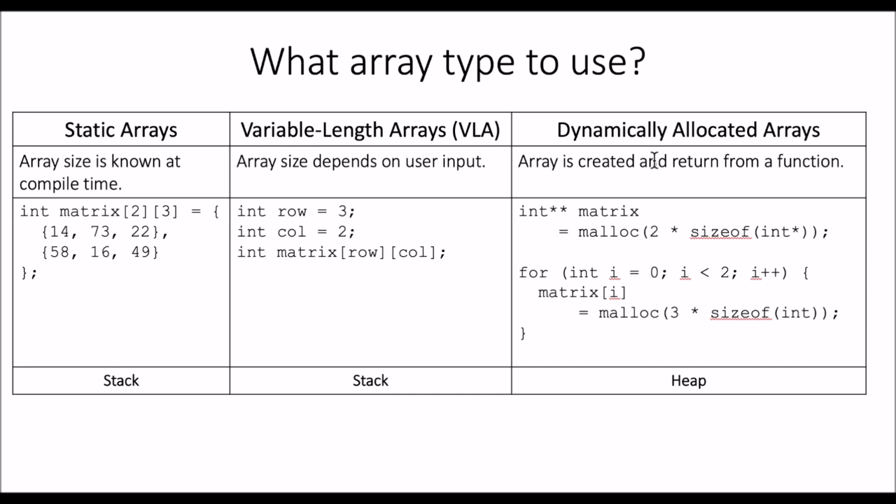And finally, dynamically allocated arrays. Use dynamically allocated arrays when you want to create an array inside a function and return that array from that function. Here's an example of how to create a two-dimensional dynamically allocated array. This type of array is allocated on the heap. That means you have to manage memory. As you can see, you have to call the malloc function to allocate memory. And when you no longer use this memory, you have to call the free function to free up that memory.